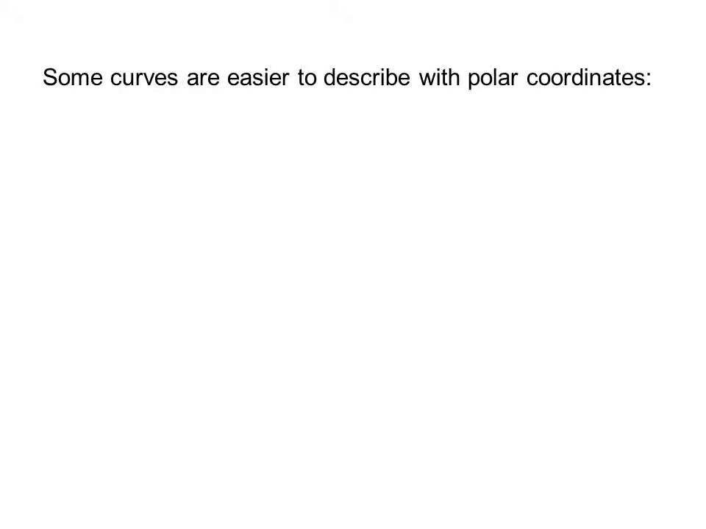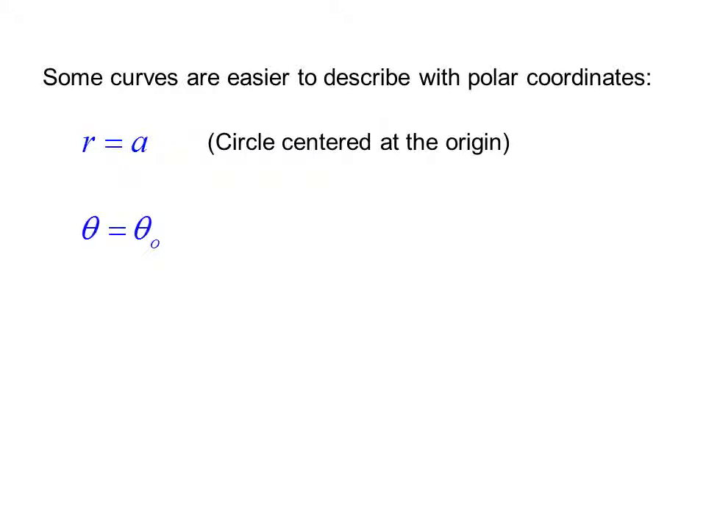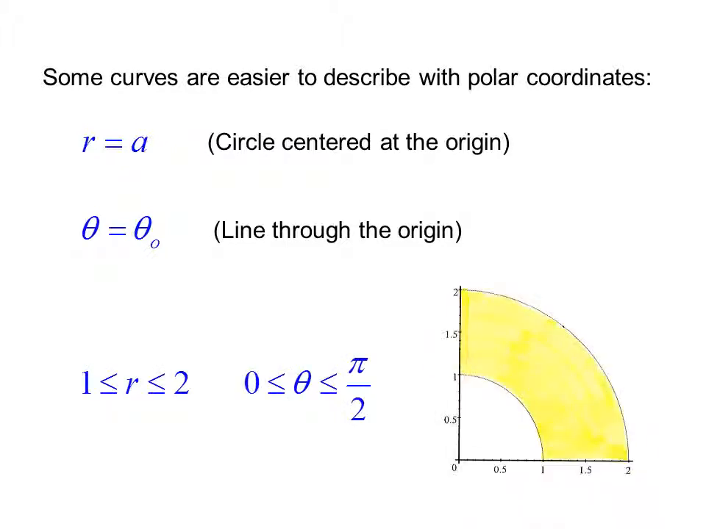Some curves are easier to describe with polar coordinates. For example, r equals a describes a circle centered at the origin. Theta equals theta sub 0 is a line through the origin. And this, r is between 1 and 2, and theta is between 0 and pi over 2, gives this shape.